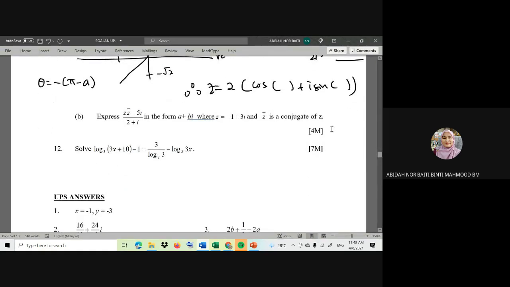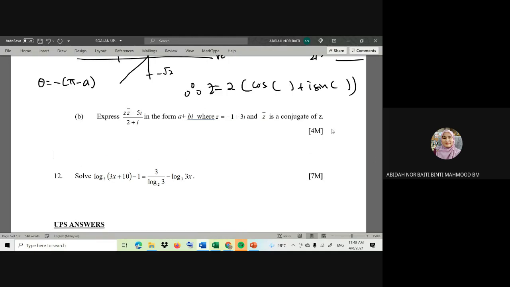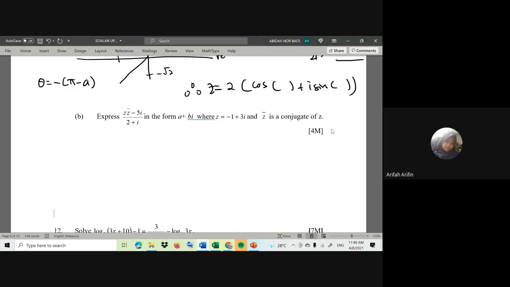Okay, B, question B. Kita tengok question B. B boleh buat tak ni? Ambil 11B. Boleh tak? Boleh. So B tak ada masalah ya? So boleh buat semua orang? Madam boleh tunjukkan tak? Okay, boleh sahaja.